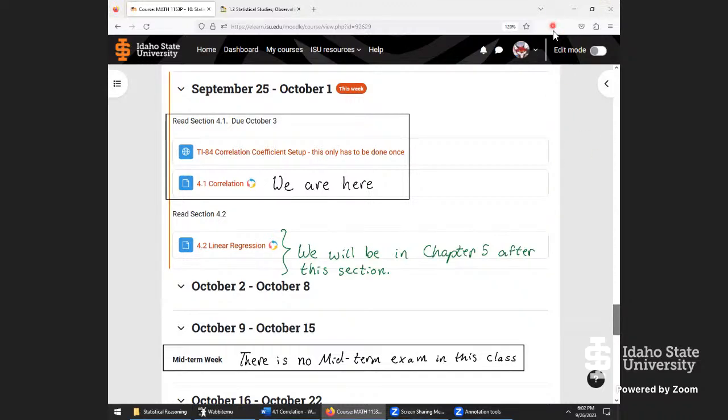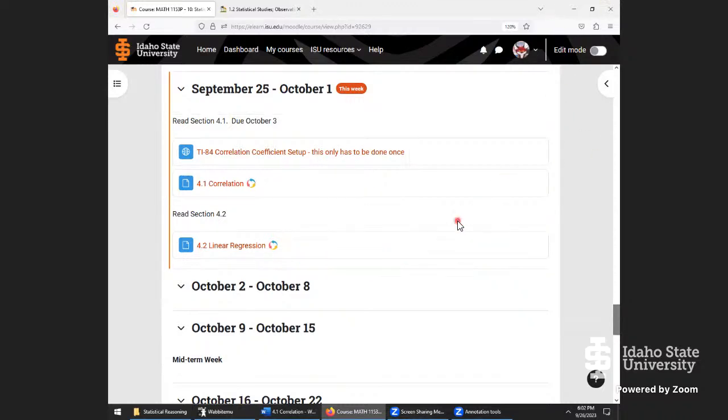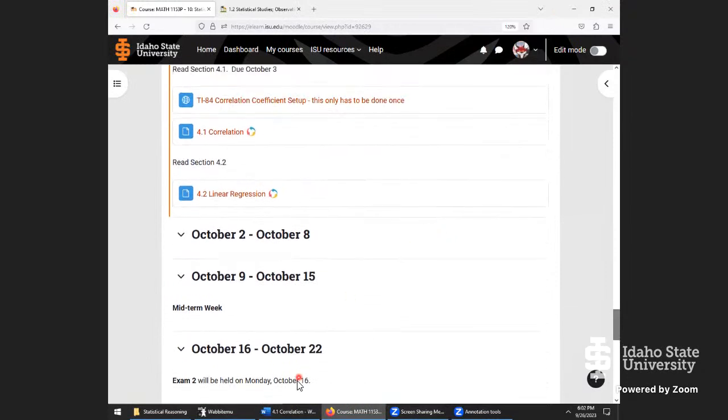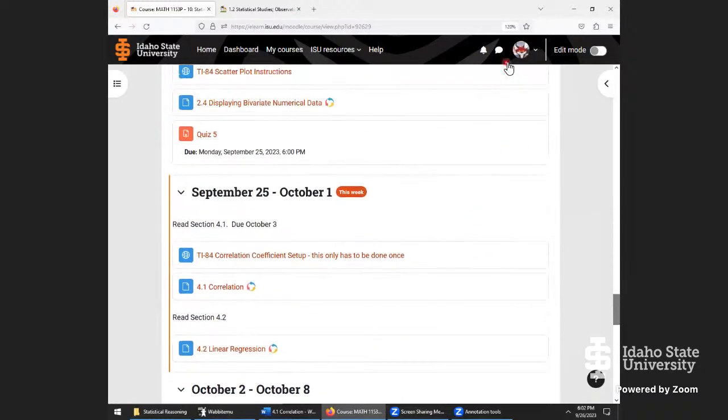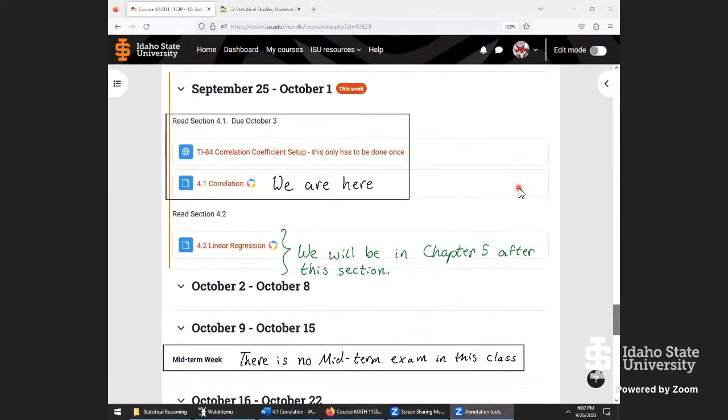Aside from midterms, if we go further into the future, exam 2 is going to be held Monday, October 16th. So still quite a ways away. It's not even October yet. But towards the end of this week, I'll start putting down the information for exam 2, review materials, and the same kind of things we did for exam 1. I think we're ready to get started. Any questions at all before we jump back in?